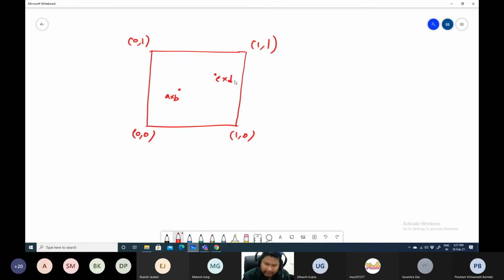C cross D. Now can you tell me, can you draw what will be the open set containing, what will be this open set A cross B, comma C cross D? What will be this open set? Can we draw this? Is this open set in the dictionary topology? No, you should not have made this mistake, right?